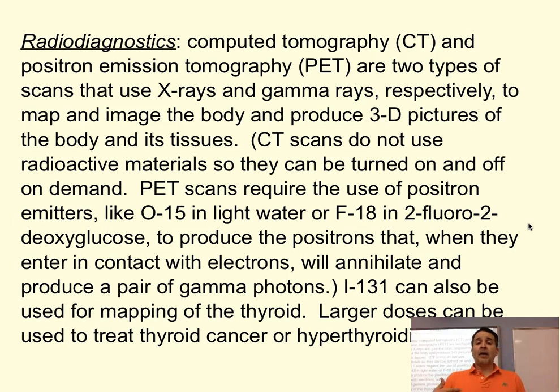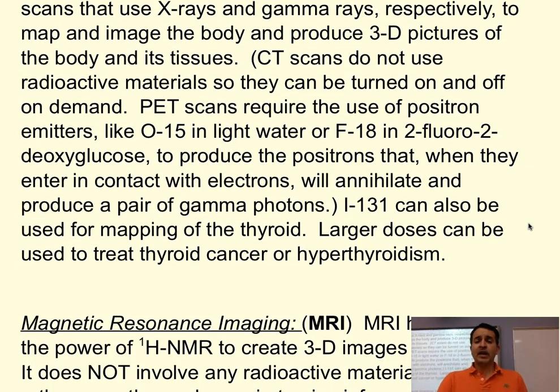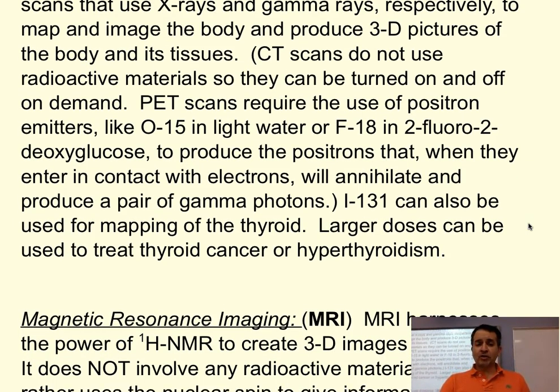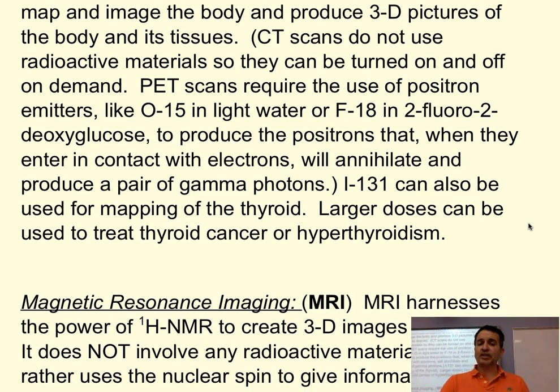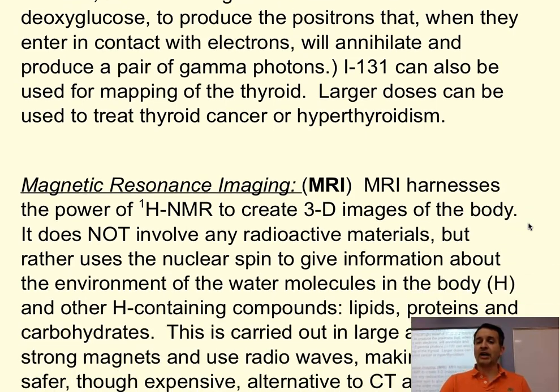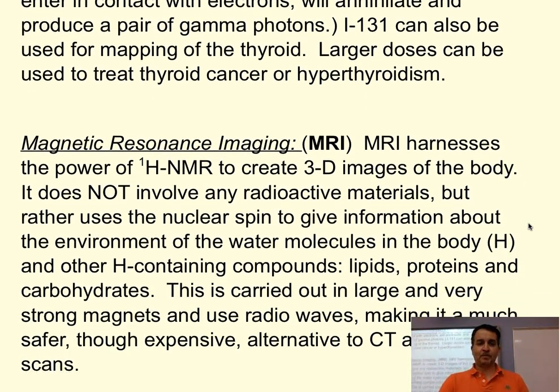We can also use iodine 131 in order to map, and that's particularly because iodine settles in your thyroid, as we talked about in Unit 2. And so we can use iodine 131 both to image, or if you have a larger dose, to actually treat thyroid cancer or cases of hyperthyroidism.